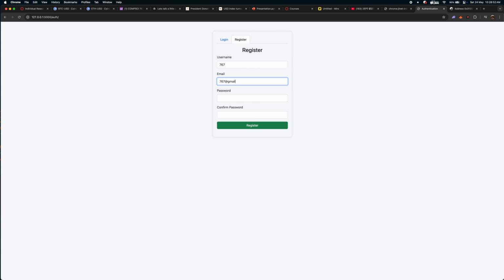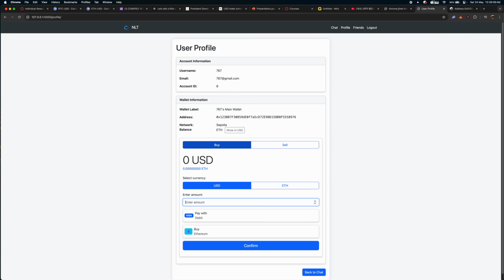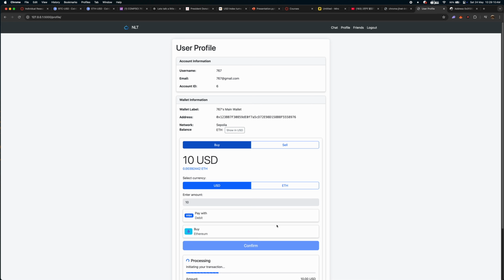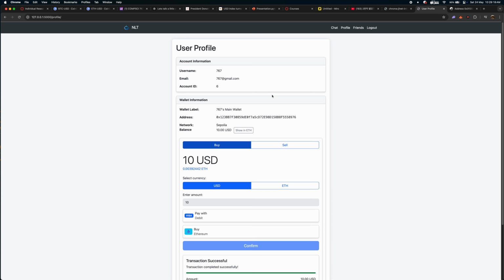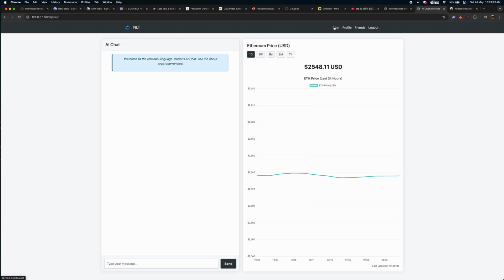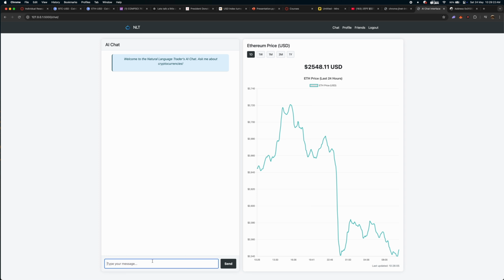First, let's create an account. Just like a typical crypto app, users can manually buy crypto from their profile page. However, the difference comes from the AI chat. Users are able to interact with Gemini and perform more advanced actions. Let's ask him to analyze the current Ethereum trend.